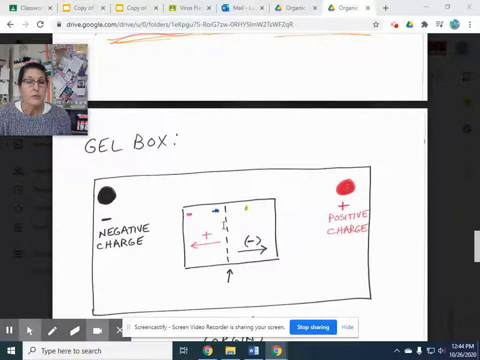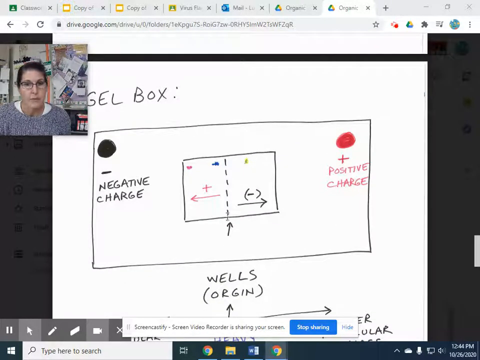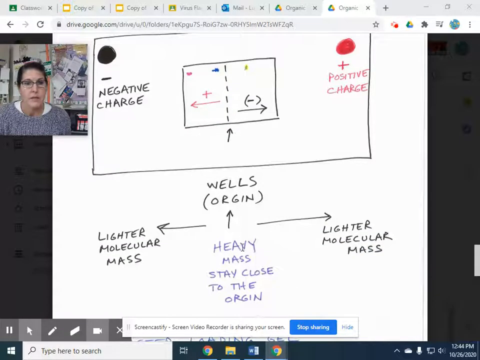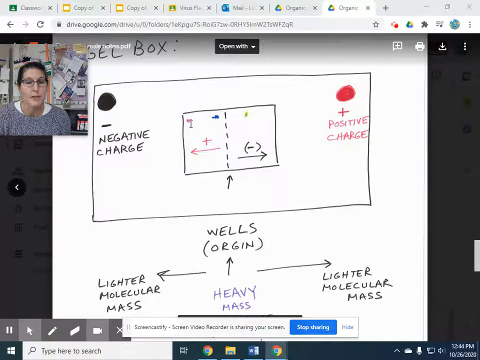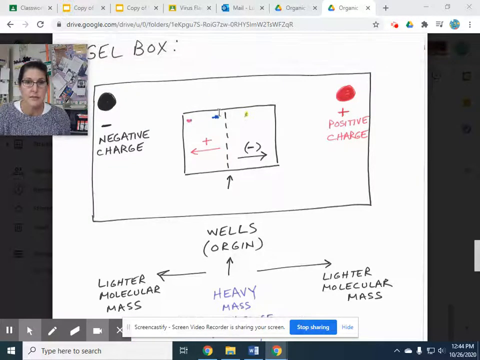If my molecules move towards the black end, I know they are positively charged. If my molecules move towards the red end, I know they are negatively charged. Opposites are going to attract. There are my wells, my origin. We said the farther they move. So I know that my pink molecule here is much, much lighter in terms of molecular mass than, let's say, my blue molecule. I know both blue and pink have positive charges to them.